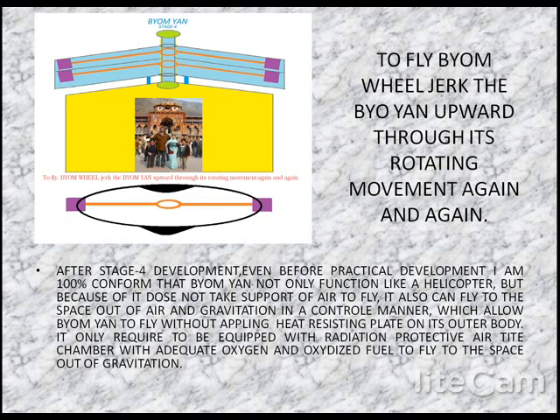After stage 4 development, even before practical development, I am 100% confirmed that Bohmian not only functions like a helicopter, but because it does not take support of air to fly, it can also fly to space, out of air and gravitation, in a controlled manner, which allows Bohmian to fly without applying a heat resisting plate on its outer body. It only requires to be equipped with a radiation protective airtight chamber with adequate oxygen and oxidized fuel to fly to space out of gravitation.